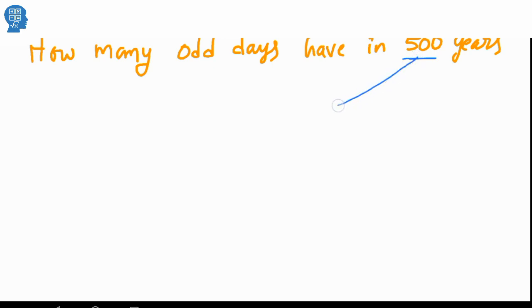So in 500 years, how many odd days do we have? To find that, first we have to find the number of leap years in 500. Just divide 500 by 4. How many times will it divide? 125 times.